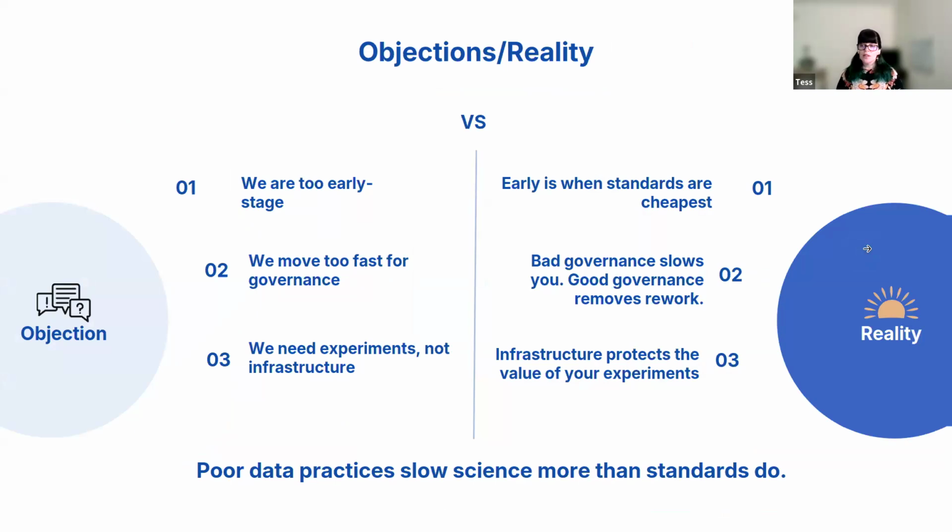So at this point, I want to acknowledge some very real objections that usually come up when we talk about data strategy, especially in fast-moving scientific or technical organizations. And oftentimes it's we're too early, we need to move fast. And the data strategy can help you reduce duplication, reduce rework. So while in the beginning, when you're starting your lab, it may seem like extra work, it can prevent a lot of extra work down the line and ensure that everyone is aligned and moving in the right direction. Poor data practices will slow science more than standards do.